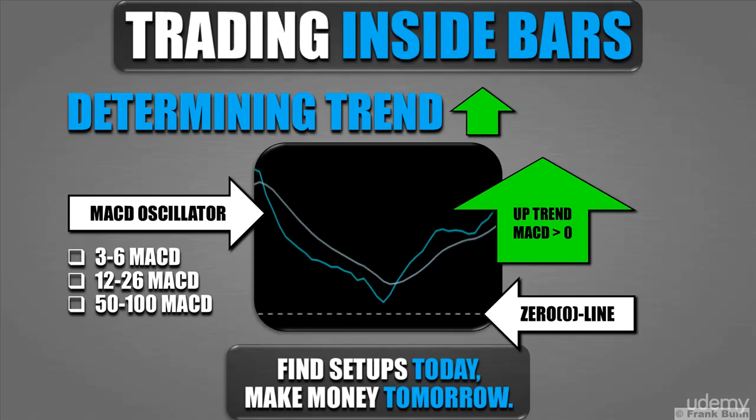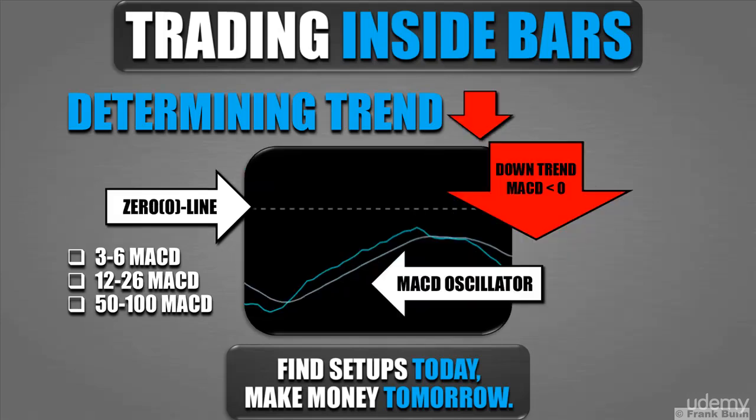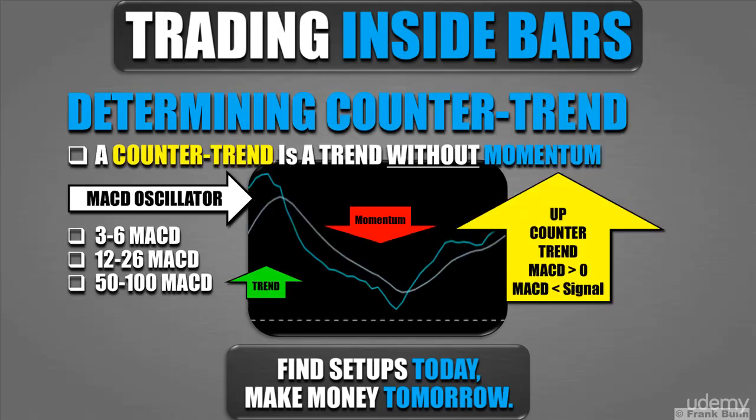We determine trends then using the 0 line on any MACD indicator. If the oscillator is above the 0 line, the trend is considered to be up. Conversely, determining downtrends requires the MACD to be below 0, regardless of which parameters are in use. In this chart graphic, we can see the 0 line and the MACD oscillator clearly below it. This is a downtrend.